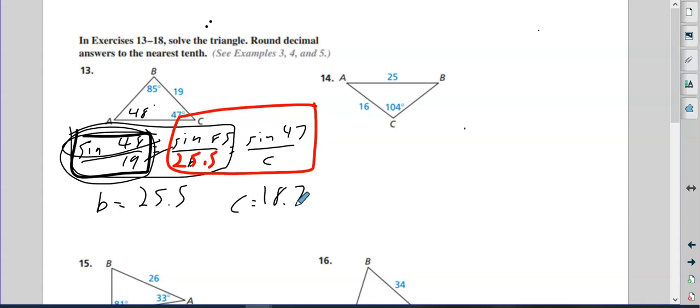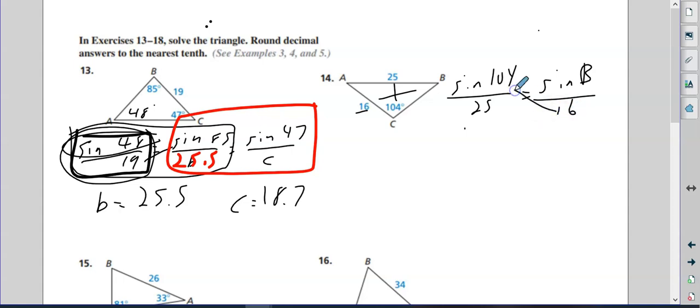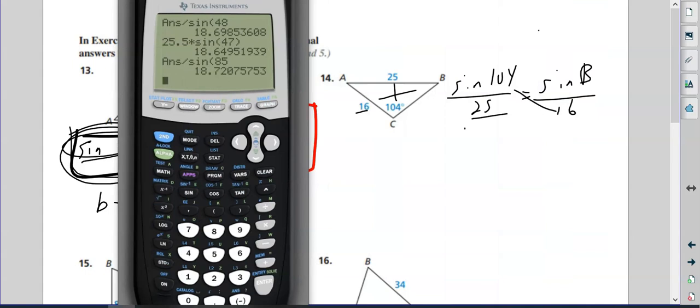Okay? So for this one, I have this, and I have a side, which means I can find that. So the sine of 104 over 25 is the same as the sine of b over 16. And now I'm going to do the same thing here, sort of. I'm going to do 16 times this divided by this. So 16 times sine of 104, remember, close those parentheses, divided by 25. But remember, this is not the angle.